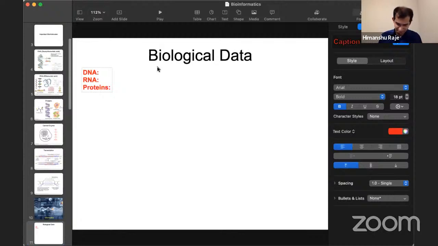I'm going to use DNA as my biomolecule, okay? I'm going to complete DNA, but you guys are going to help me with RNA and proteins. So let's start with DNA. Of course, we can have nucleotide sequence. That is a data. So nucleotide sequence could be a data for DNA.